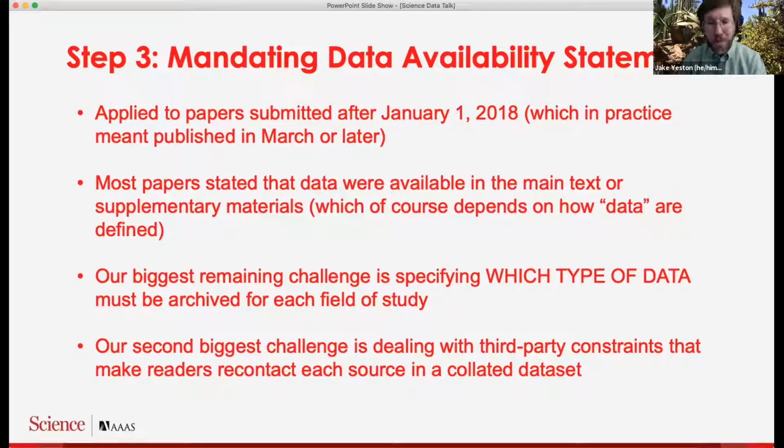And our hope is that as that goes on, we'll be able to keep clarifying, field by field, what the baseline expectation is, whether it is tabulating data underlying a figure, or whether it is going a step back and posting some sort of unprocessed data. And in that case, how far back do you want to go?